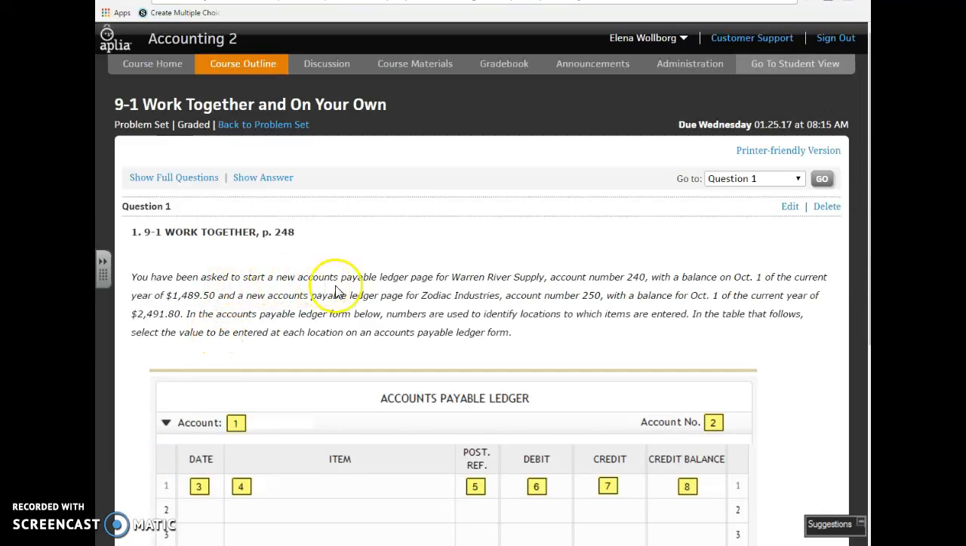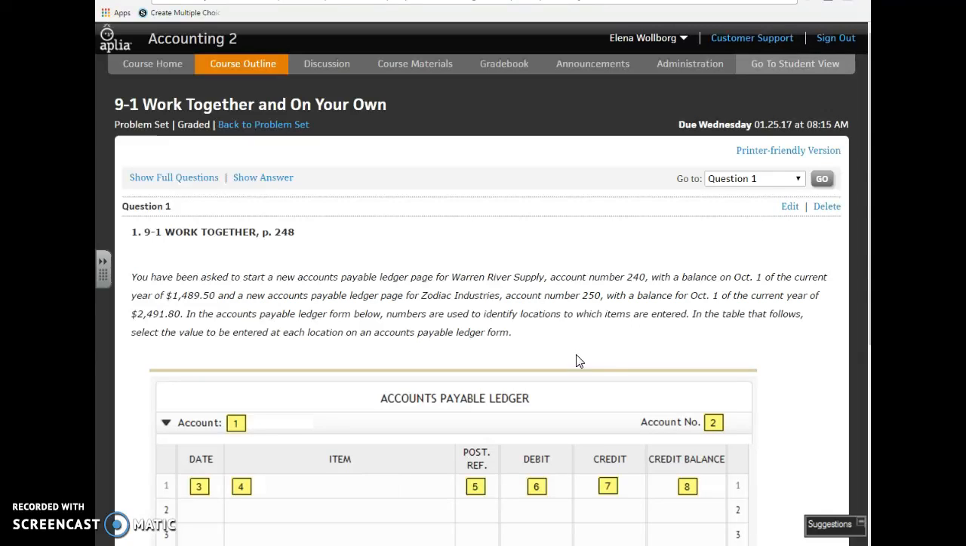It says you've been asked to start a new accounts payable ledger for Warren River Supply, account number 240, with a balance on October 1st of the current year of $1489.50, and a new accounts payable ledger for Zodiac Industries, account number 250, with a balance on October 1 of the current year of $2491.80.